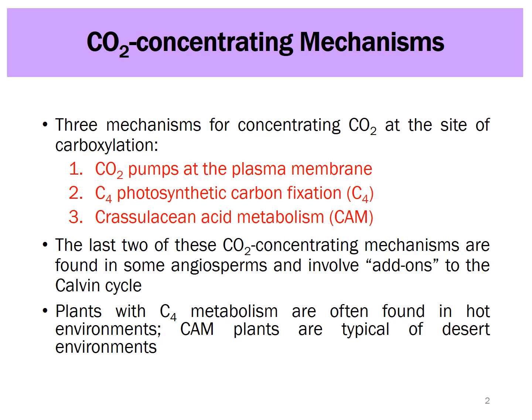The last two of these carbon dioxide concentrating mechanisms, C4 and CAM, are found in some angiosperms and involve add-ons to the Calvin cycle. Plants with C4 metabolism are often found in hot environments, and CAM plants are typical of desert environments. We will examine each of these two systems after we consider the mechanism of the carbon dioxide pump found in aquatic plants, which has been studied extensively in unicellular cyanobacteria and algae.